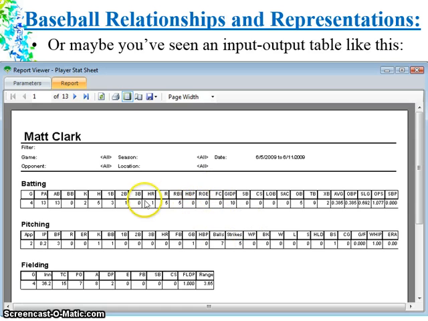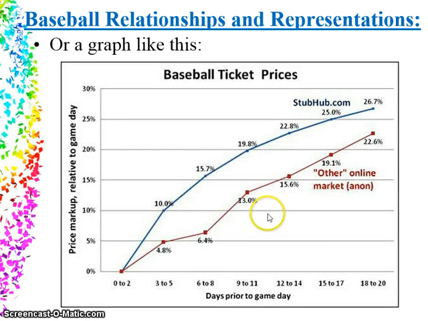Or maybe you've seen an input-output chart, something like this, that organizes information in columns and rows. Or a graph that shows the relationship between 2 numeric values, such as the days prior to game day and the price markup or down relative to when that game is going to occur.